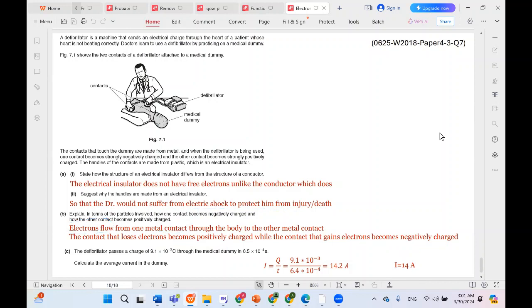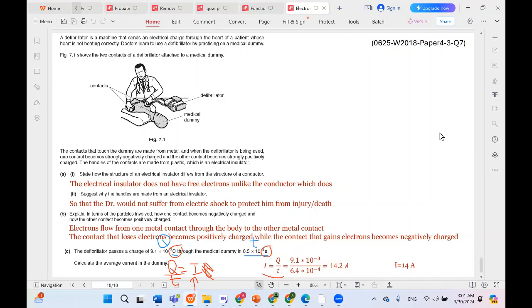Finally, in C, we are told that the defibrillator passes a charge of 9.1 times 10 to the power of negative 3 coulombs through the medical dummy in 6.5 times 10 to the power of negative 4 seconds. So here we are given the charge in coulombs. So this is Q, and this is the time in seconds. We want to find the average current in the dummy. Of course, Q equals I times T. Here we are looking to find I, so we have to rewrite the equation by dividing over the time and canceling it out from here. We have I equals Q over T, and then the units here are as needed, as required.